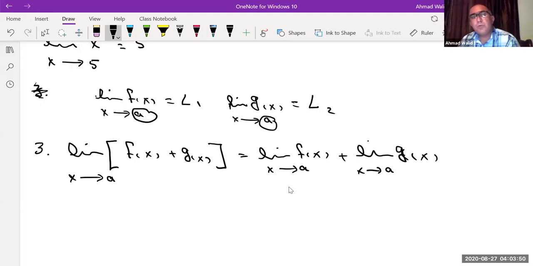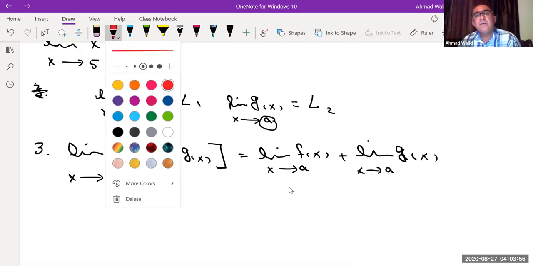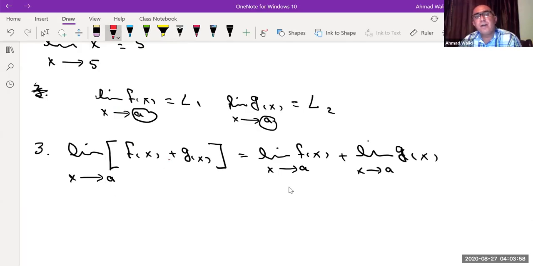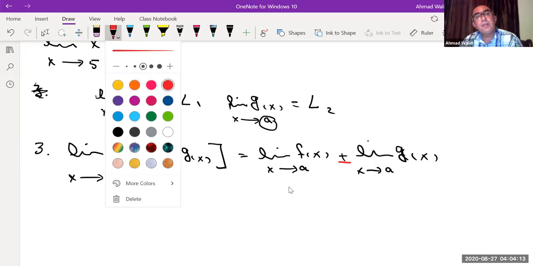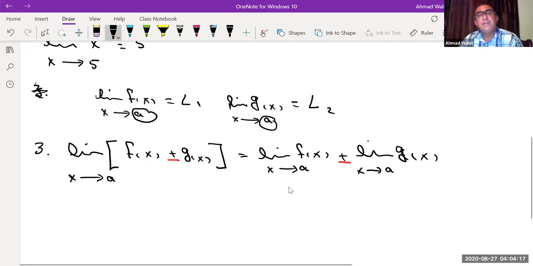We call this rule the addition rule. Definitely, you can apply the same rule for subtraction. If you have the limit of f of x minus g of x, then it equals the limit of f of x as x approaching a minus the limit of g of x as x approaching a. This is rule number 3 and 4, basically. I put 2 of them together this way, addition and subtraction.